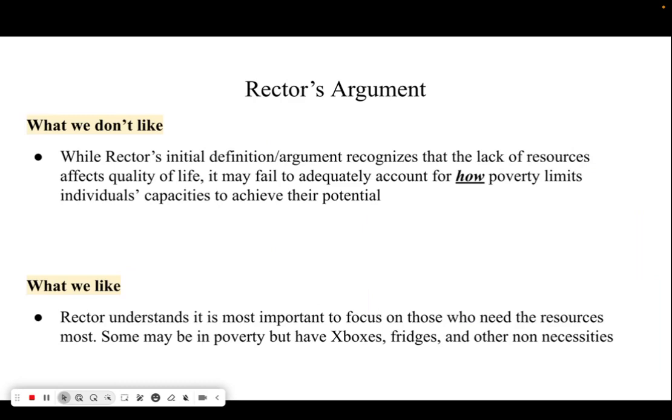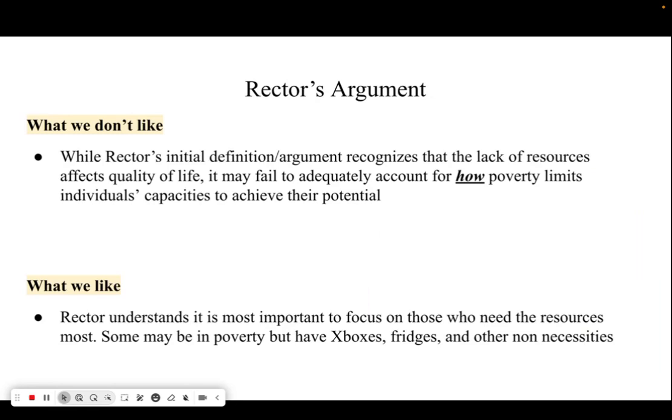Rector's argument. What we don't like. While Rector's initial definition or argument recognizes that the lack of resources affects quality of life, it may fail to adequately account for how poverty limits individuals' capacities to achieve their potential. We believe that the definition of poverty needs to show how people are prevented from having the best quality of life that they can. While reading the Allison memoir, we saw the correlation between poverty and quality of life and want our definition to reflect this.